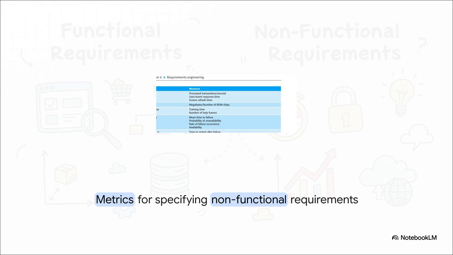This table lays out some excellent examples of exactly how we measure these non-functional requirements. If you want to measure speed, you don't just say, make it fast. You specify the exact processed transactions per second, or the exact screen refresh time. For robustness, you might measure the time to restart after failure. For portability, you look at the number of target systems. The golden rule here is to always aim to express your non-functional requirements quantitatively.